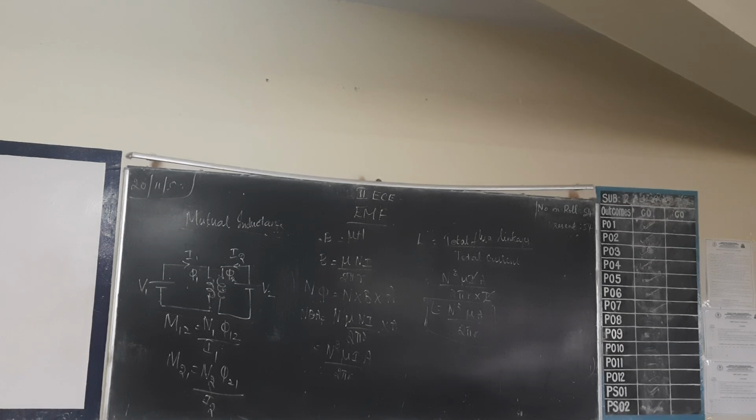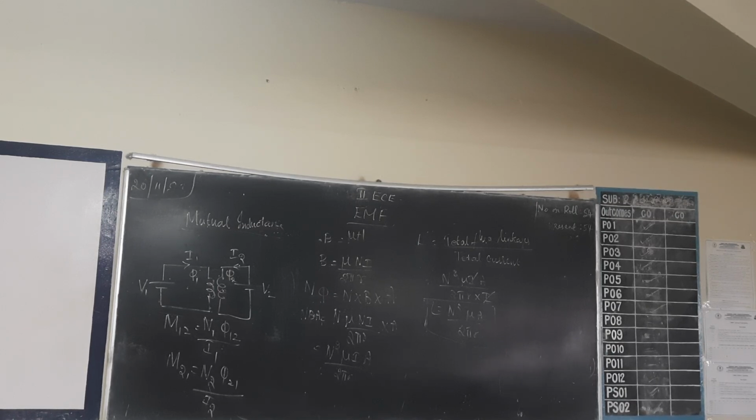What is mu? Permeability. But here mu is not directly given. What they have given is mu r, which is nothing but relative permeability. So what is mu? Mu is equal to mu naught into mu r. I have told you already. Mu is equal to mu naught into mu r. What is mu naught?